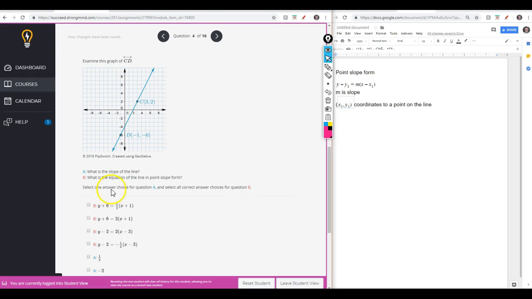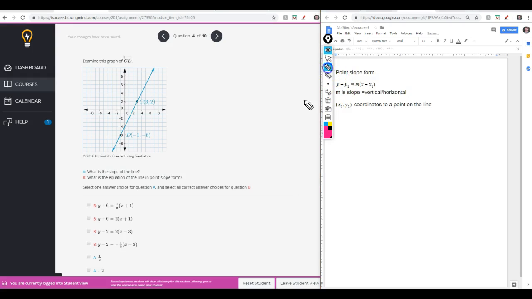Okay, so question A is what is the slope? Again, since they gave us a graph, we know that the slope is equal to the vertical change divided by the horizontal change. So I'm just going to count. From point D to point C, how high did I change? 1, 2, 3, 4, 5, 6, 7, 8. It went up 8 units.